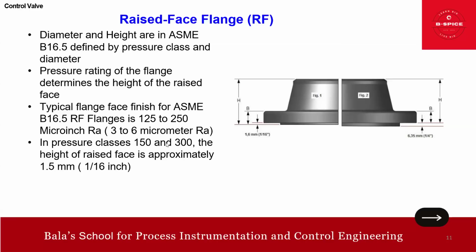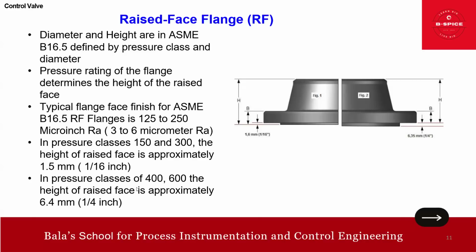Another important point is that in pressure classes 150 and 300, the height of the raised face is approximately 1.5 mm. Actually 1.6, 1.6 actually, yeah. So approximately 1.6 mm in the pressure rating of class 150 and 300. You can see here, this portion, the raised face. So it is basically 1.6 mm. Okay, so that is 1/16 inch.